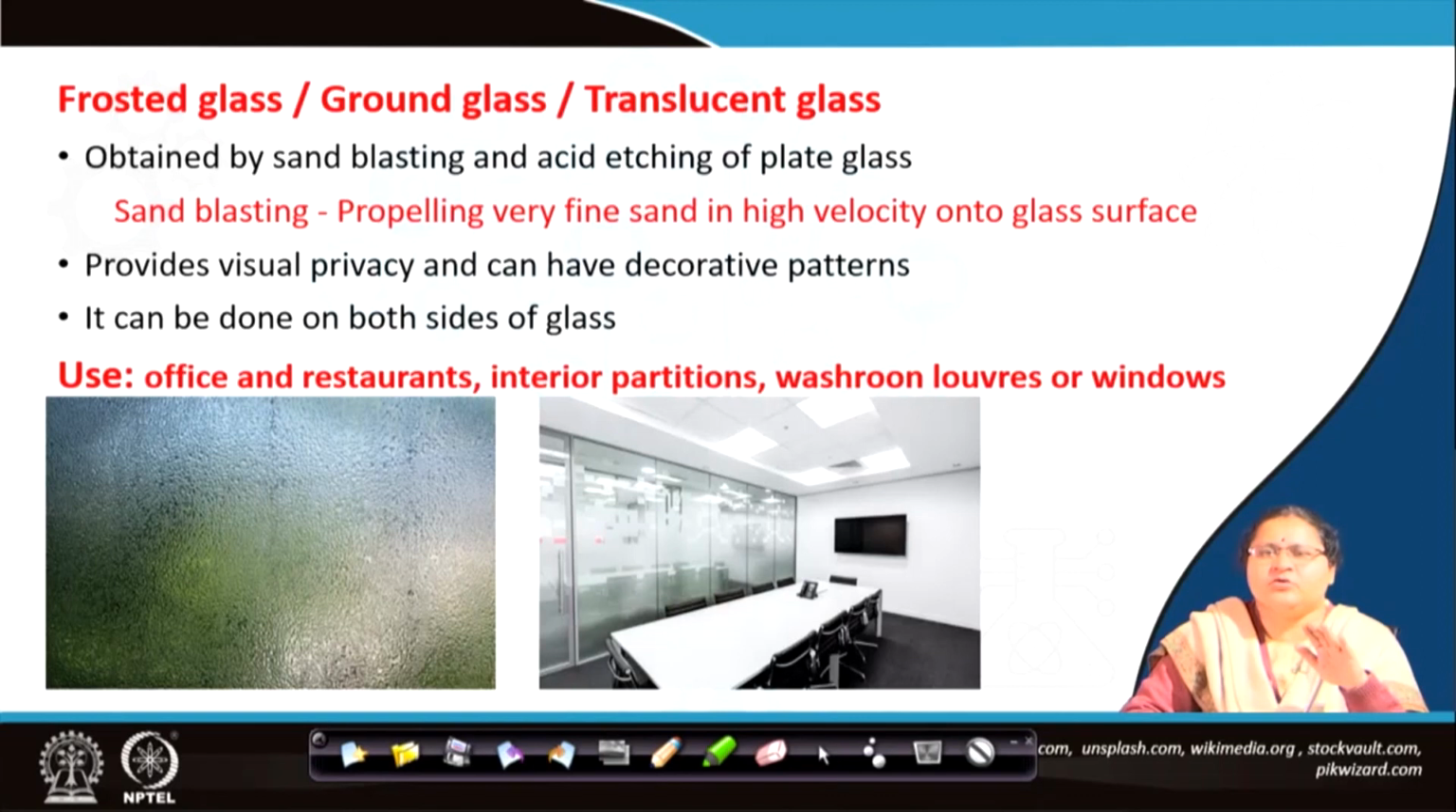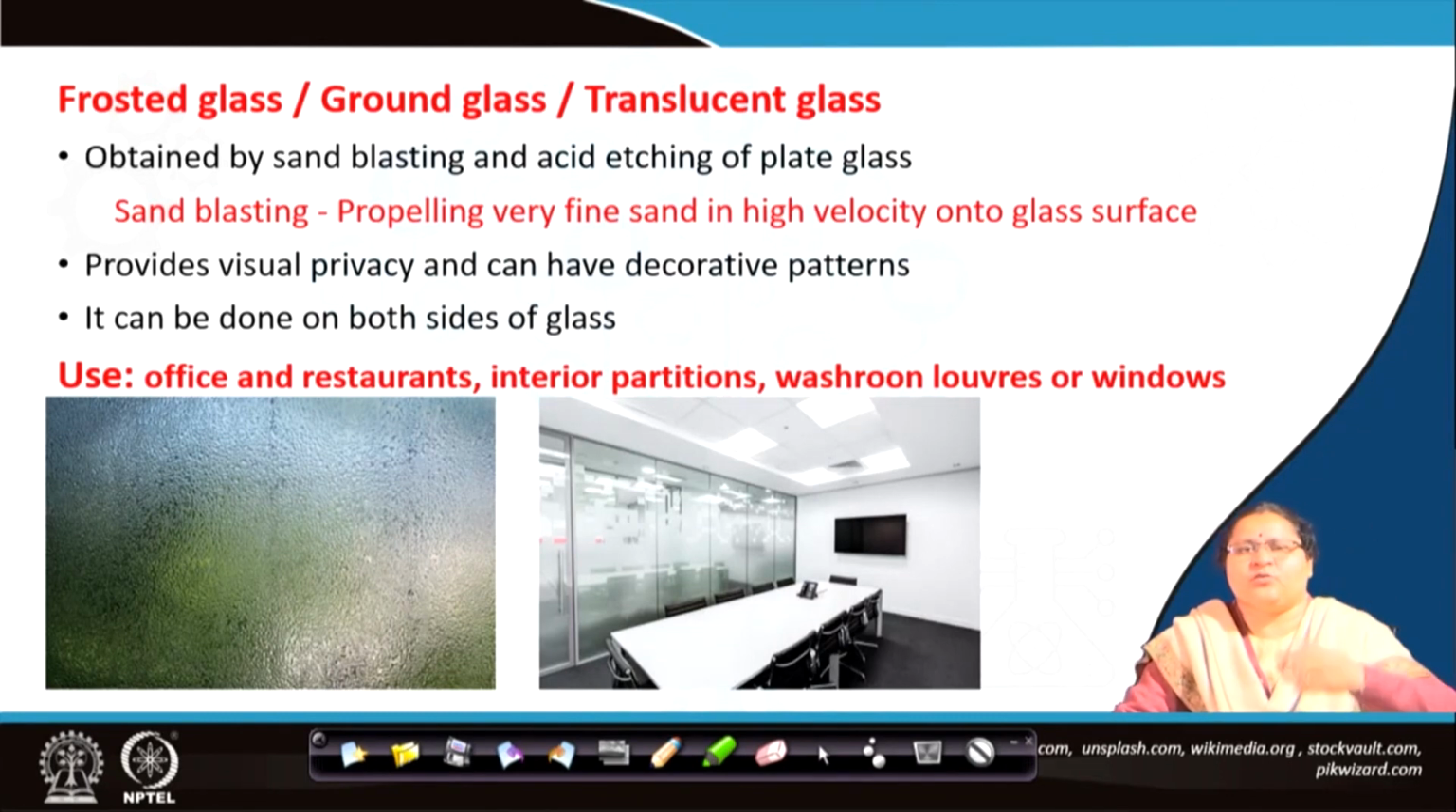So, it will be losing its shine, it will become translucent, the light falling on it will refract. So, it will not allow the entire light to pass, you will not see what is behind. It will give you some semi opacity. So, you can see some images behind, but you cannot see exactly who it is. This can provide visual privacy, at the same time maintaining some formal environment, like offices, office interiors.